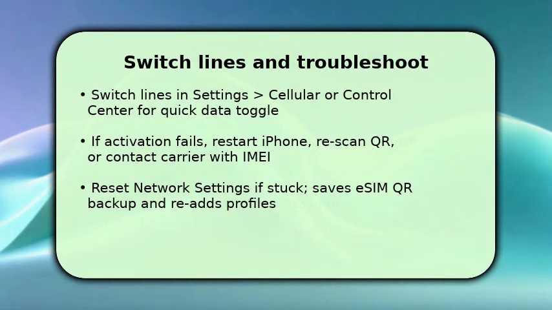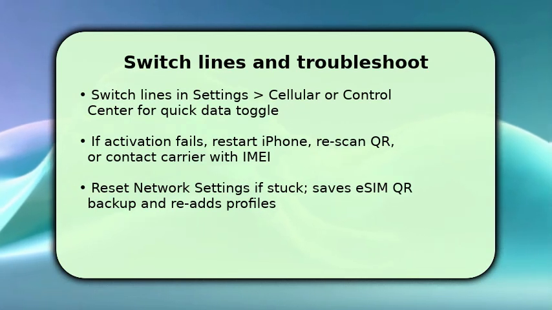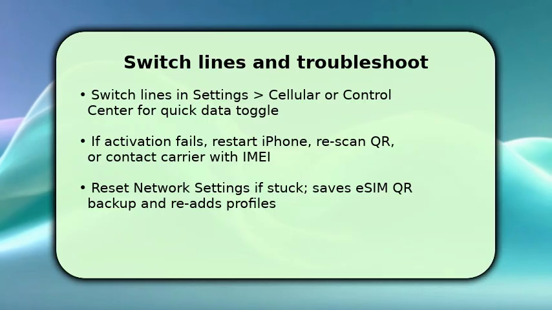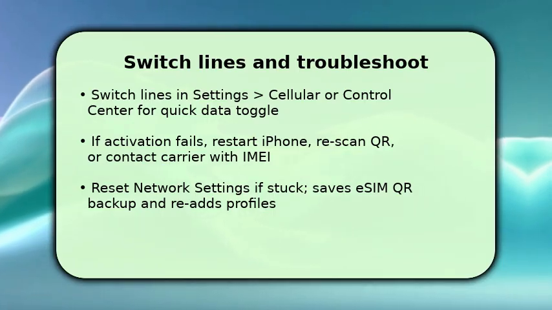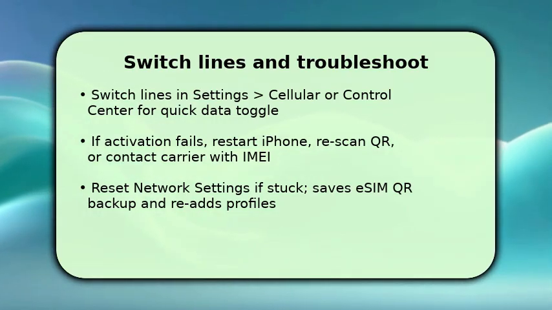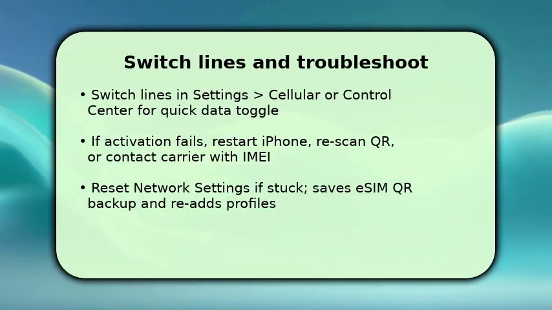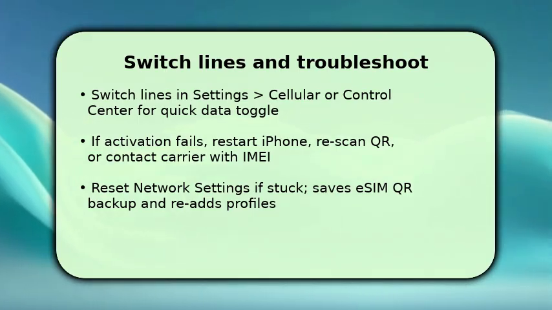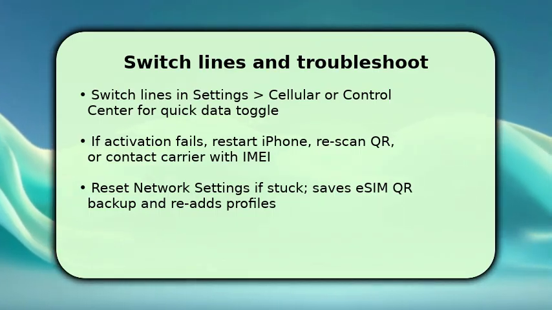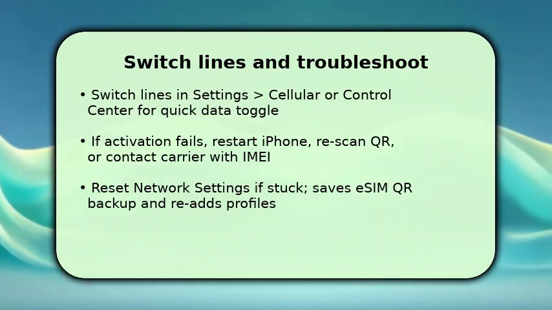Finish by mastering line switching and a key troubleshooting step. You can switch which line handles cellular data in settings or the control center quick toggle and choose a default for calls. If the eSIM won't activate, restart the phone, try re-scanning the QR, or contact your carrier with the iPhone IMEI and eSIM ID. If problems persist, reset network settings to clear conflicts, then re-add the eSIM. One reliable tip: keep the carrier QR or activation code until service is confirmed.